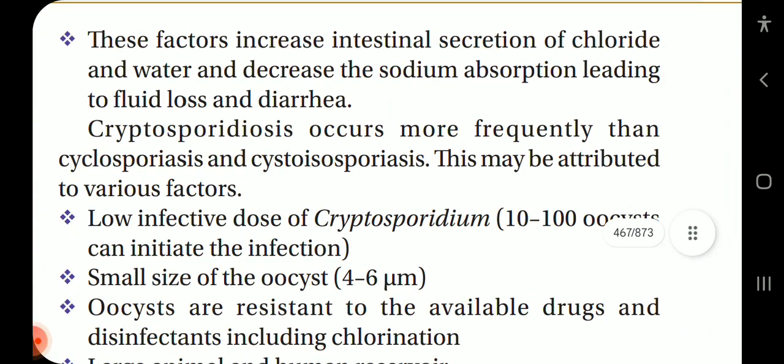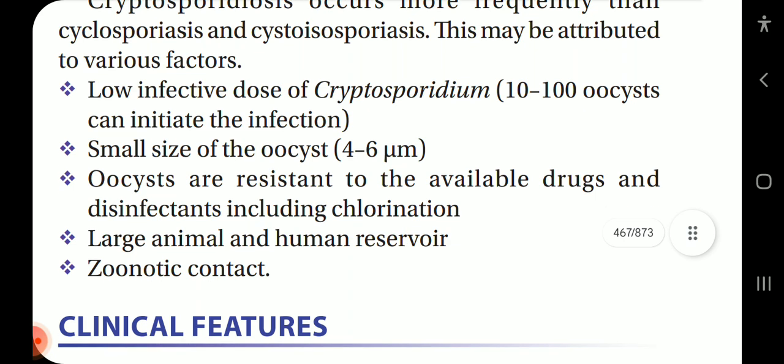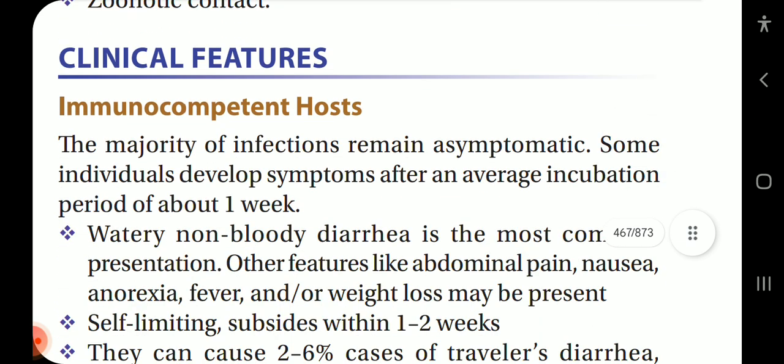These factors increase intestinal secretion of chloride and water and decrease sodium absorption, leading to fluid loss and diarrhea. Cryptosporidiosis occurs more frequently than cyclosporiasis and cystoisosporiasis. This may be attributed to various factors, like the low infective dose of Cryptosporidium, where 10 to 100 oocysts can initiate the infection, the small size of the oocyst, 4 to 6 micrometer, oocysts being resistant to available drugs and disinfectants including chlorination, and a large animal and human reservoir and zoonotic contact as well.